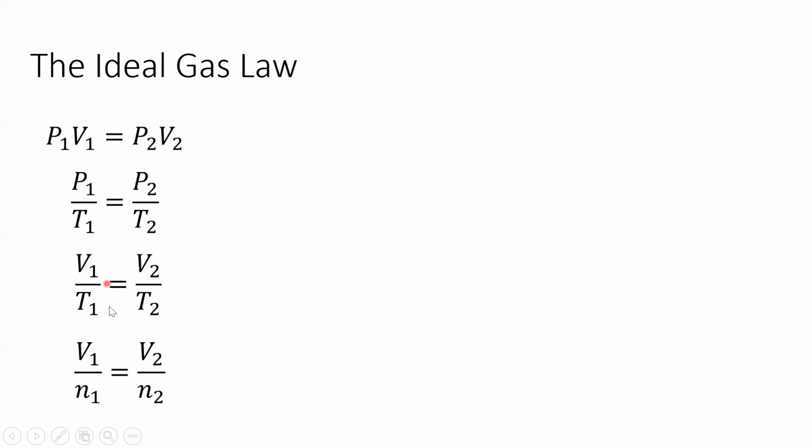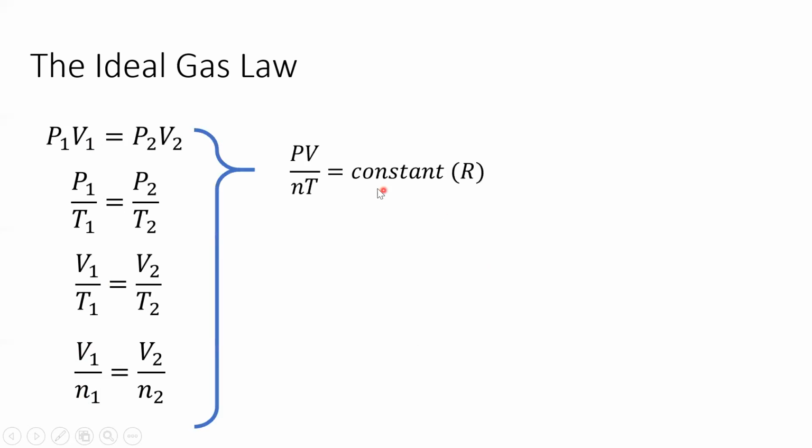And when we take these four relationships and put them together, we're going to end up with the relationship that involves pressure, volume, amount of gas, and temperature. And that's called our ideal gas law.